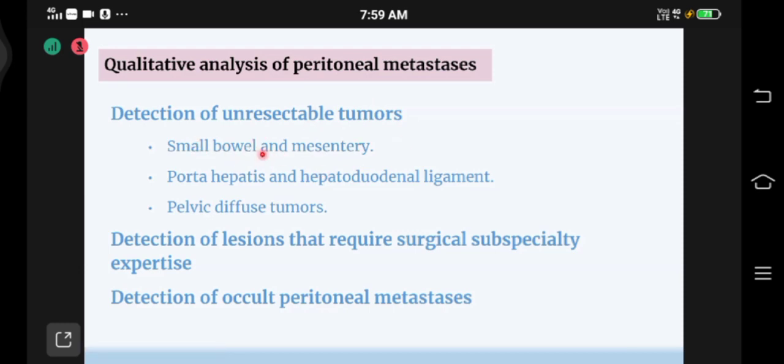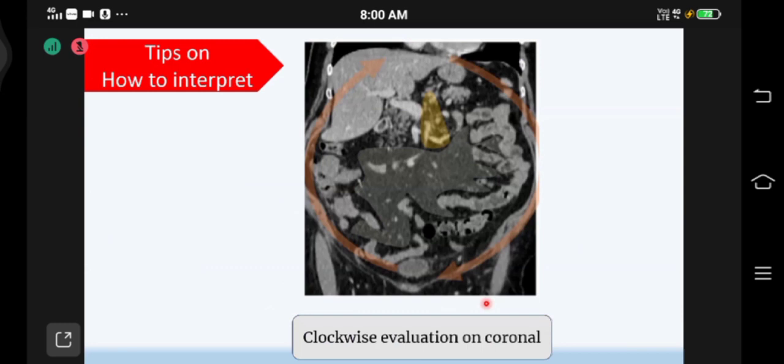Extensive involvement of these particular areas, serosal deposits, then the presence of deposits in the porta hepatis, hepatoduodenal ligament, or pelvic diffuse tumors. It's very, very important as a part of the protocol to report all these areas clearly. Then coming to detection of the lesions that require surgical subspecialty expertise, we can also add a note about these particular lesions. Then detection of occult peritoneal metastasis. All these can be a part of our qualitative analysis of peritoneal metastasis.